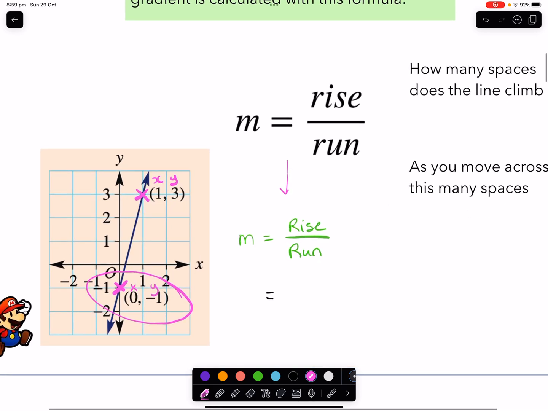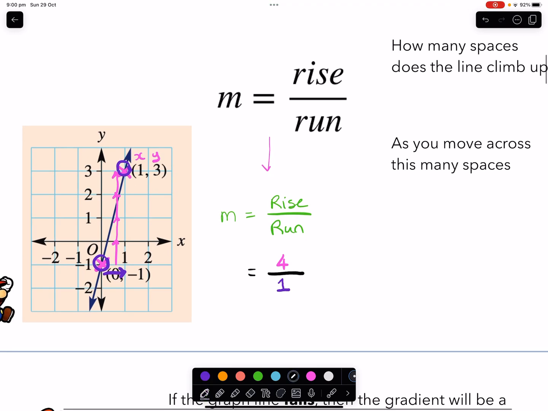Let's have a look. We're looking for how much it has risen. Rise is a measurement of height. I can count the spaces: it's gone up 1, 2, 3, 4 spaces, so it's risen by 4. And across how much horizontal distance has that happened? Just one space across. If I started from here and went to here, that's one space towards the right. So that's a 1 down here, and my gradient is actually a 4.